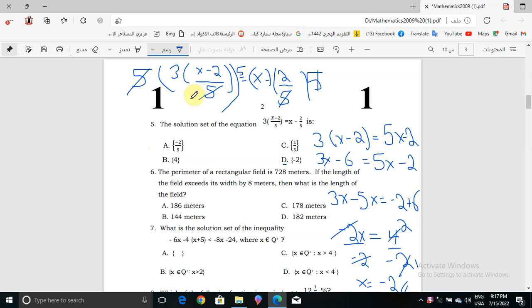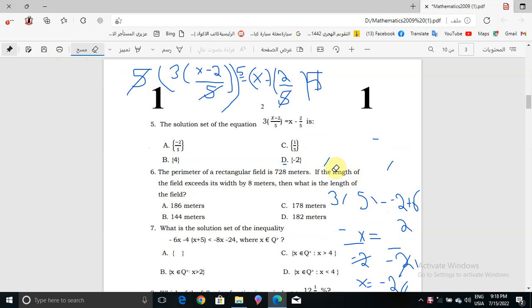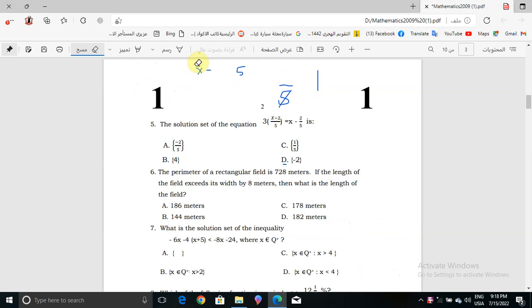Now let's go for question number 6. It says the perimeter of a rectangular field is 728 meters. If the length of the field exceeds its width by 8 meters, then what is the length of the field? Now what we will do here, we have perimeter which is equal to 728, and we have length which is equal to width plus 8.